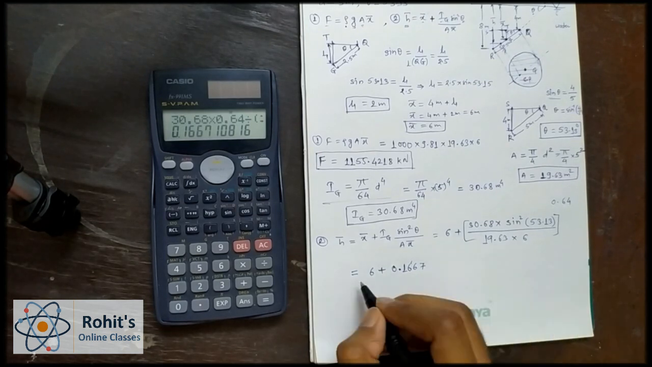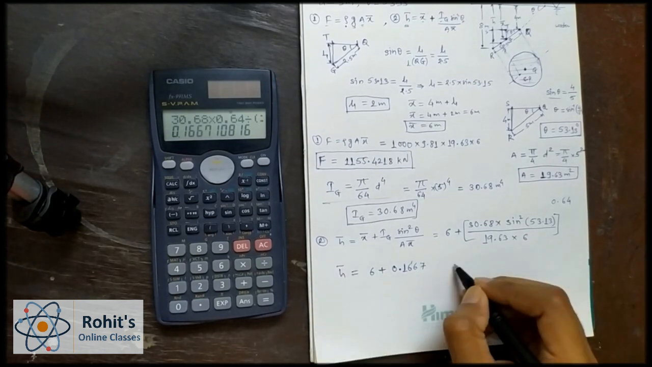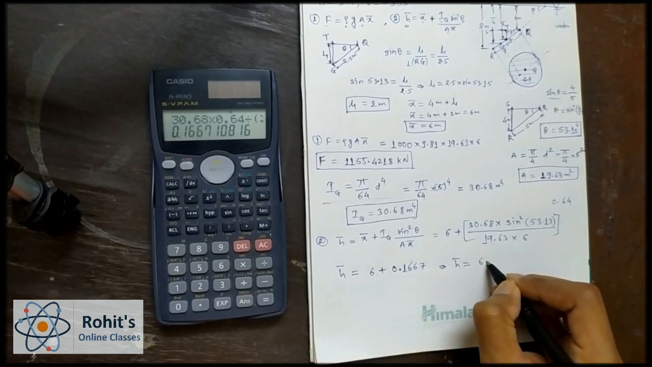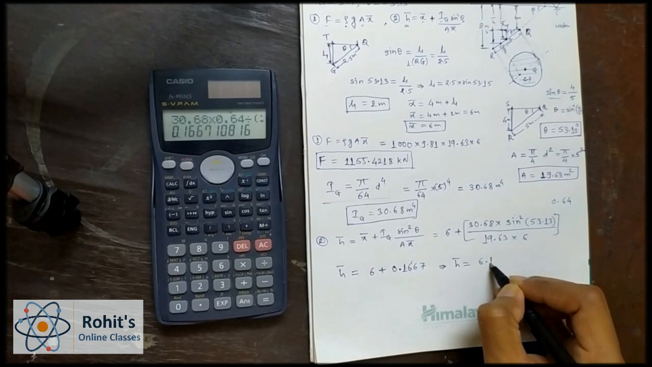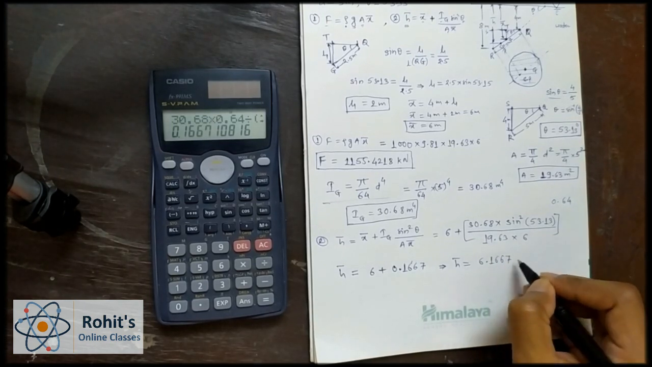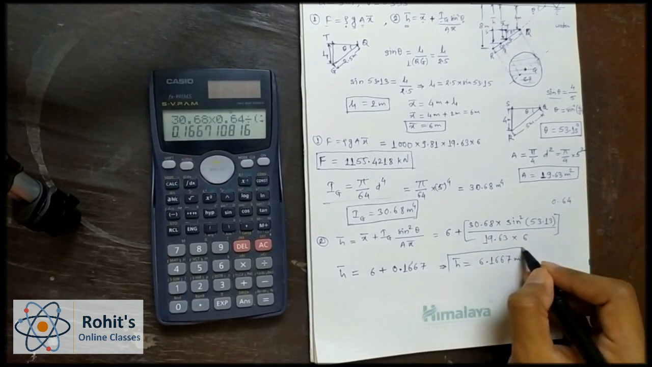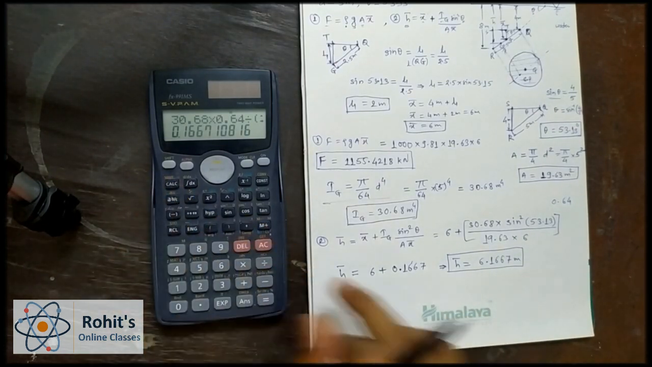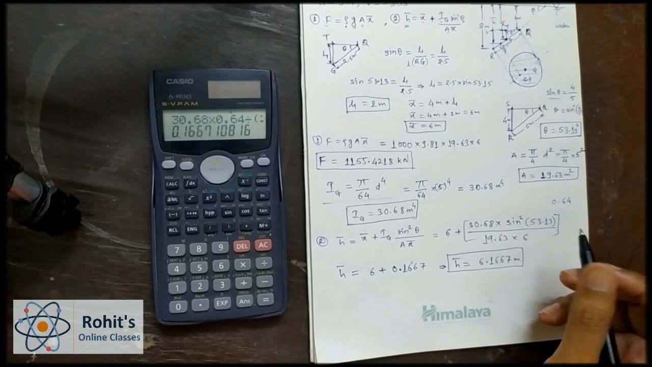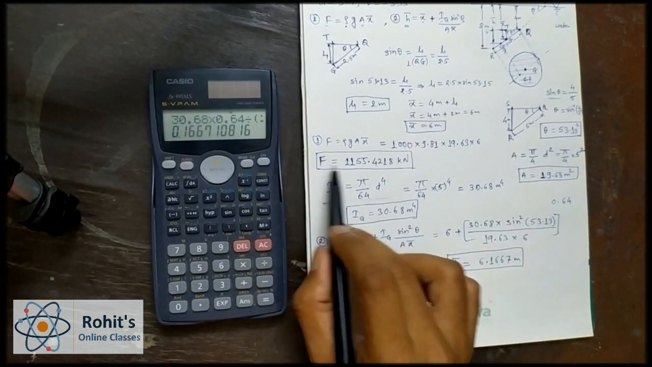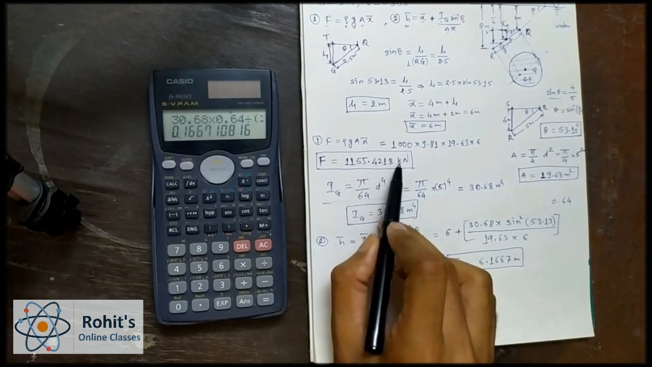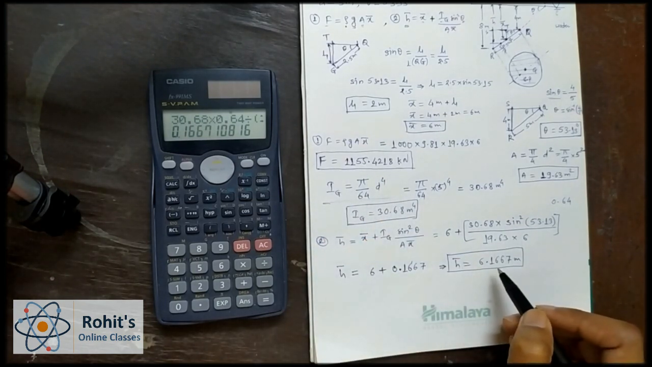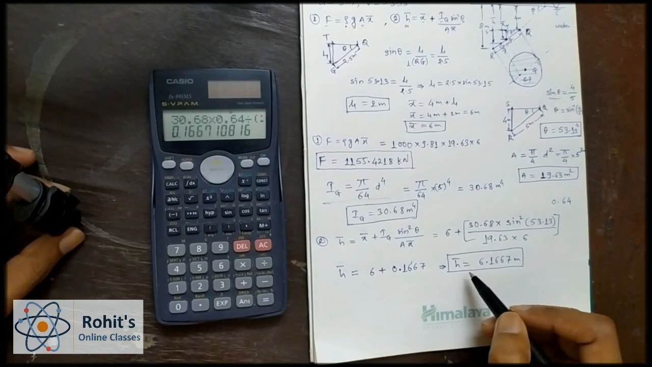Now h bar is equal to how much? Upon adding, this will become 6.1667 meters. So this is how to find out the position of center of pressure and total pressure force. This much is the value of total pressure force, and this is the position of center of pressure from the free surface of liquid.